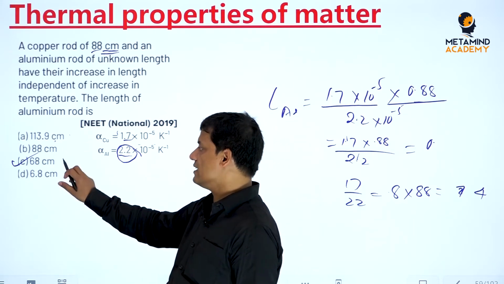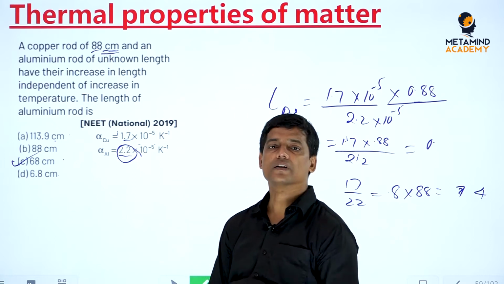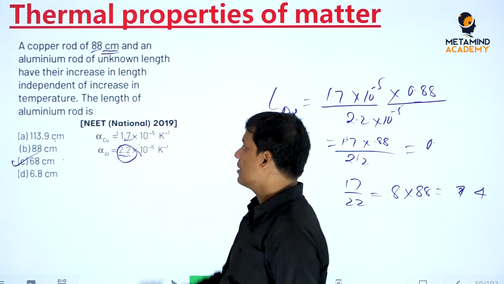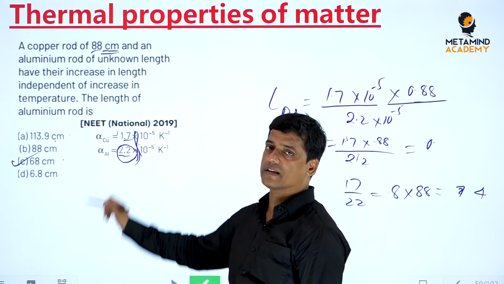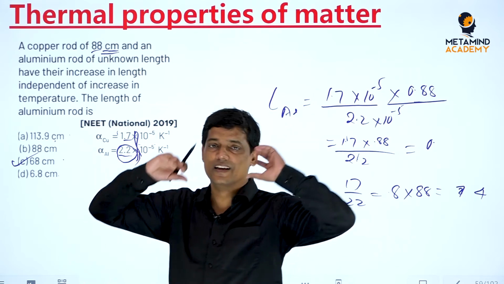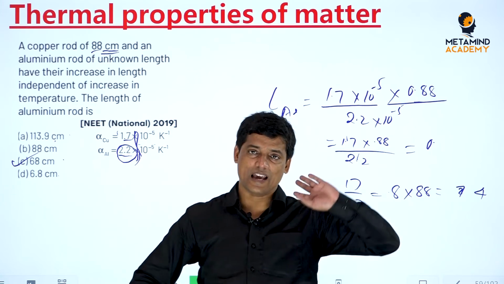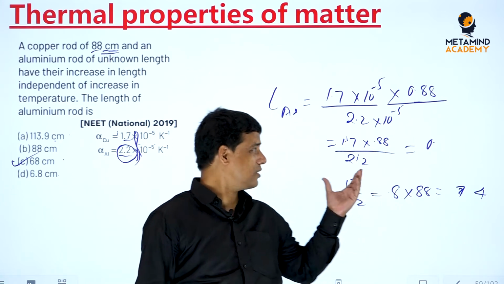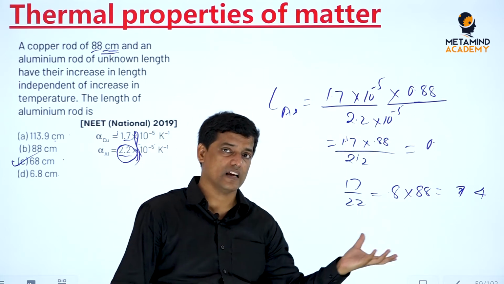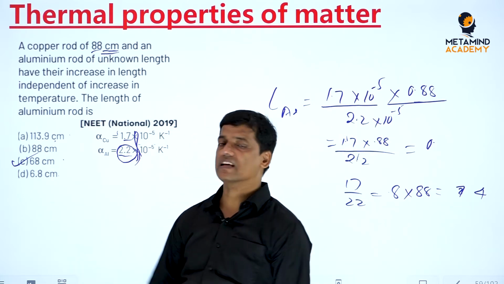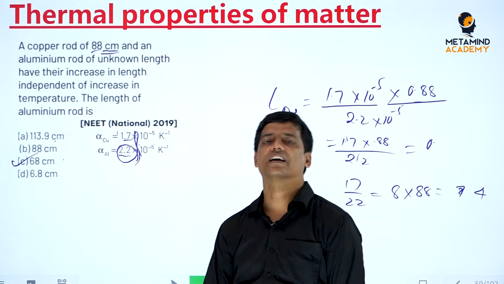Now less than 88 is 68 and 6.8, but 6.8 is too low, because there is hardly noticeable difference between the two expansion coefficients. So if we put in an intelligent thought without calculating this much, because this is all calculation with respect to fractions, then division and then coming back, we can very easily say the answer is going to be 68 centimeter.